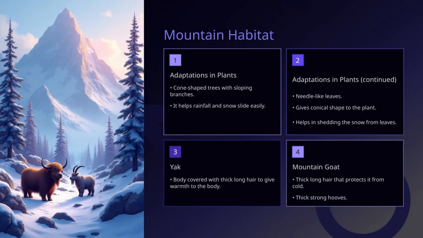Now moving on to the animals. The yak, for example, is well equipped for the cold mountain climate. Its body is covered with thick, long hair, which provides essential warmth. This adaptation is vital for survival in such frigid temperatures. Similarly, the mountain goat has thick, long hair and strong hooves. The hooves help it navigate steep, rocky terrains, while the dense coat shields it from the cold.